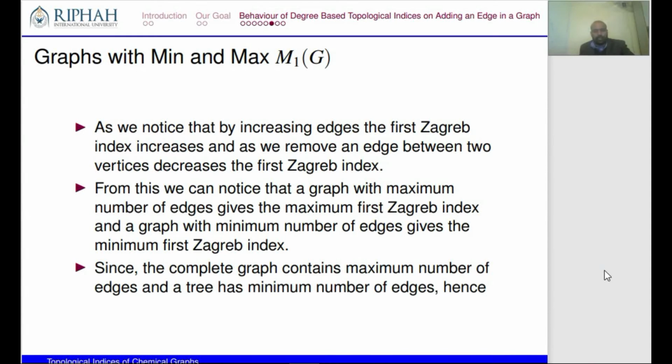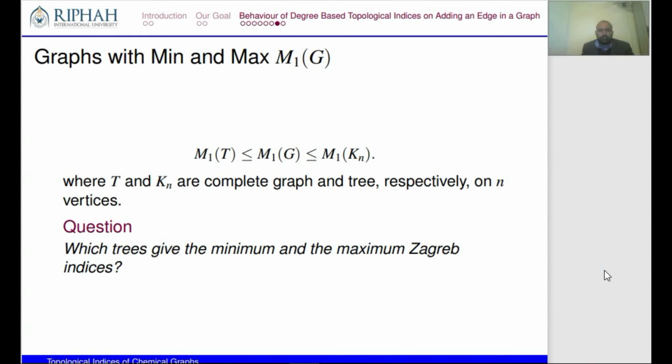first Zagreb index. And we have a next result here. The maximum first Zagreb index is given by the complete graph, and the minimum first Zagreb index is given by the tree. The first Zagreb index of a complete graph is given by the formula: we have n vertices, and every vertex has degree n minus 1, squared. So this is the formula of the first Zagreb index of the complete graph, which is the maximum first Zagreb index. All other graphs have less first Zagreb index.